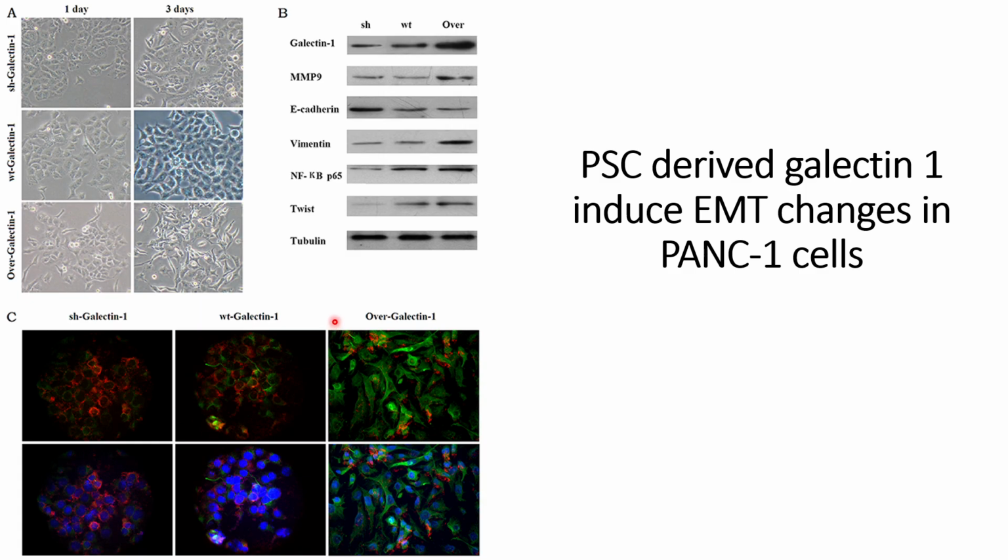In the case where PANC-1 is co-cultured with PSC in which Galectin-1 is overexpressed, they are able to see more Vimentin signals, while E-cadherin signals go down and Vimentin signals go up, which is denoted by green fluorescence, and the bottom image is with the Hoechst, or the nucleus. So both the Western blot results and the immunostaining results indicate that PSC derived Galectin-1 might induce EMT changes in the PANC-1 cells.